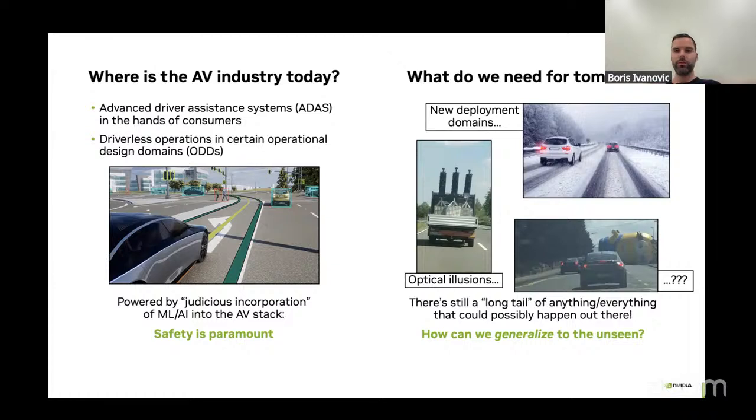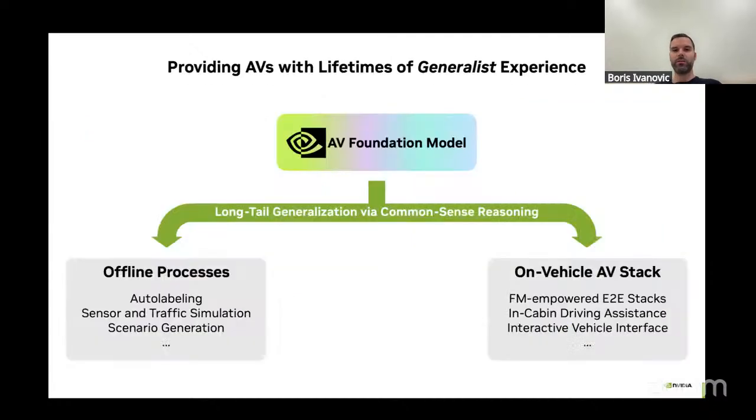How do we handle new deployment domains? How do we handle weird things that we see in the world that we might not have ever seen in the training data set, that are completely unseen? It's really a big question of how we can generalize to this long tail of unseen scenarios. And the hypothesis that we've been investigating in the group is that foundation models might be this key enabling capability to provide AVs with long tail generalization capabilities.